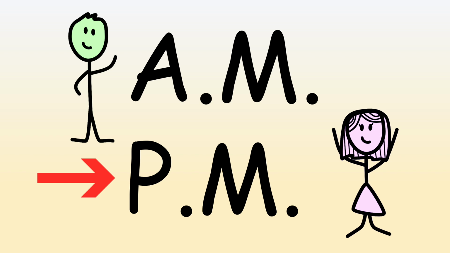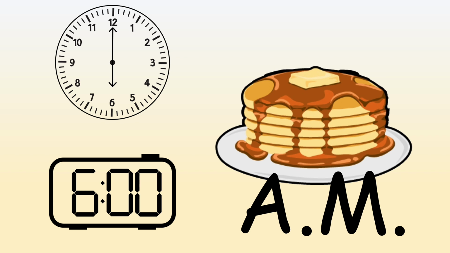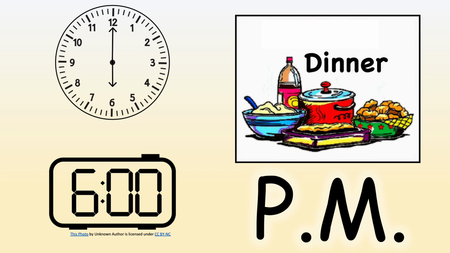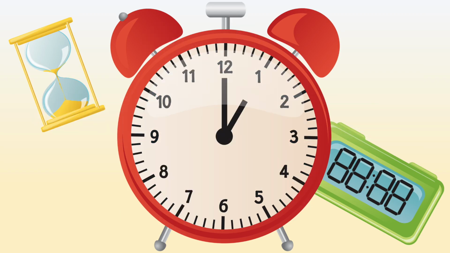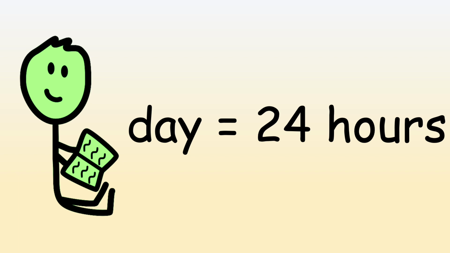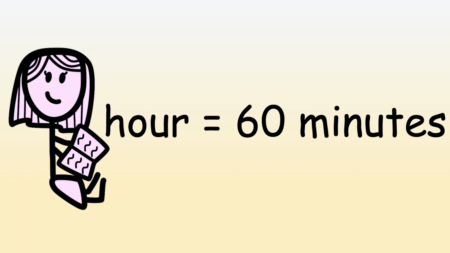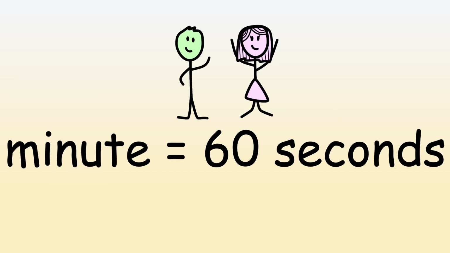For example, at 6 a.m. we might be getting up for a day of school. At 6 p.m., many of us could be having dinner. Some basic units of time are days, hours, minutes, and seconds. A day is made up of 24 hours. An hour is made up of 60 minutes. And a minute is made up of 60 seconds.